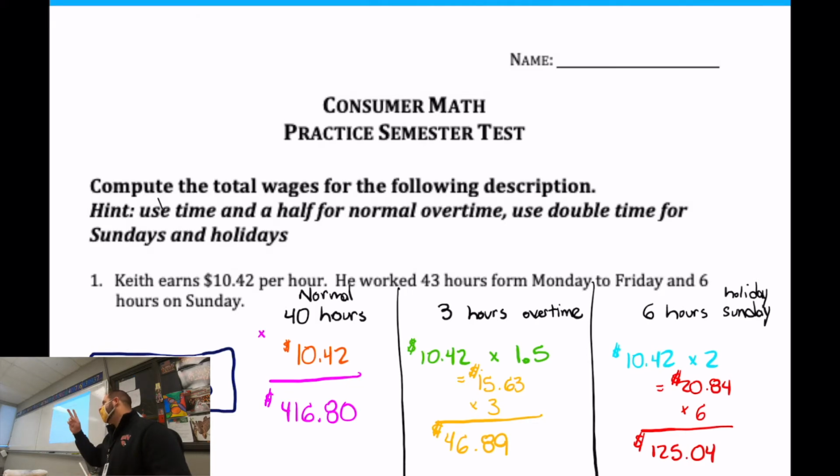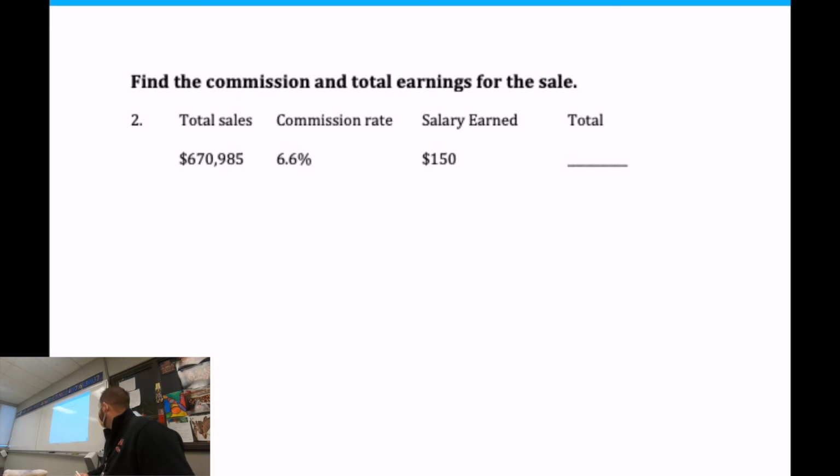All right, second problem today. This one's way easier than the last one. Okay, so this particular question is about commission. You're going to make commission on sales. So your commission rate on this particular sale, you're selling some serious item. You're selling something for $670,000. Maybe it's farm equipment. Maybe you're selling a combine. And you're getting 6.6% commission on that sale, and you also made $150 in salary.